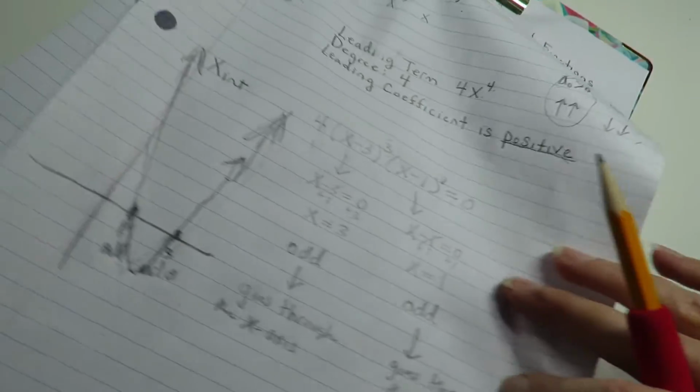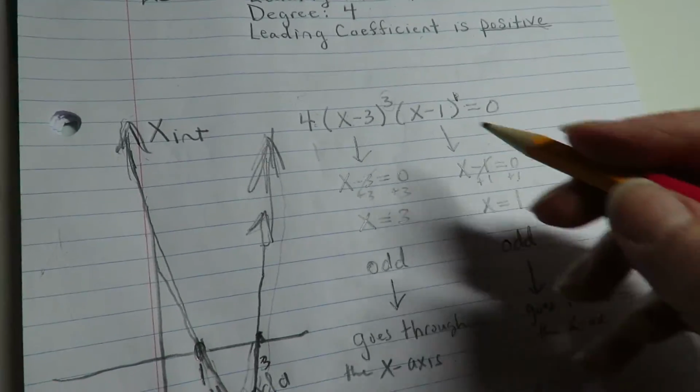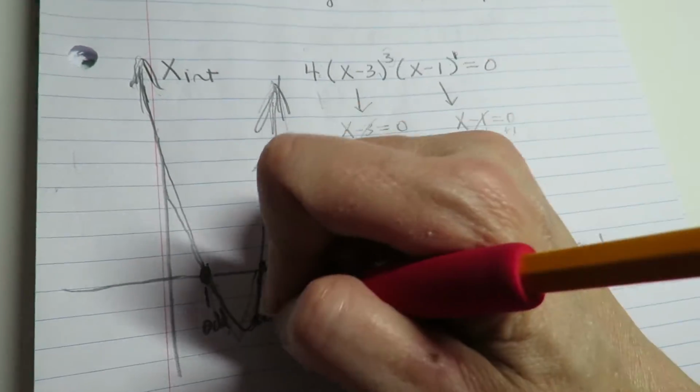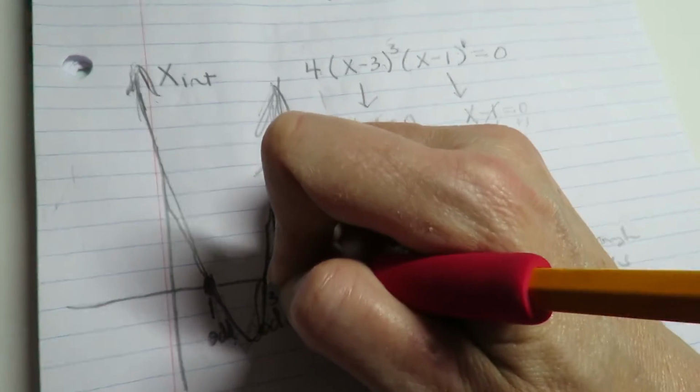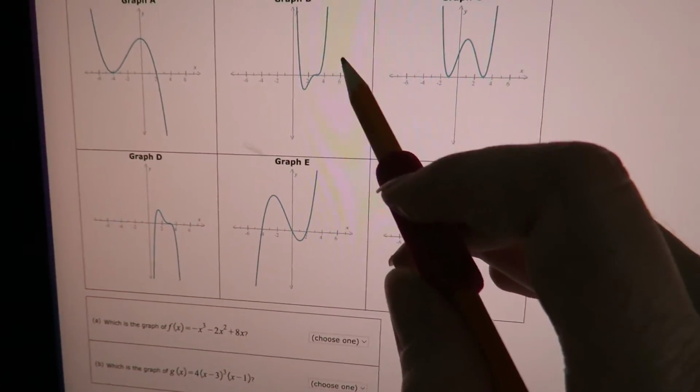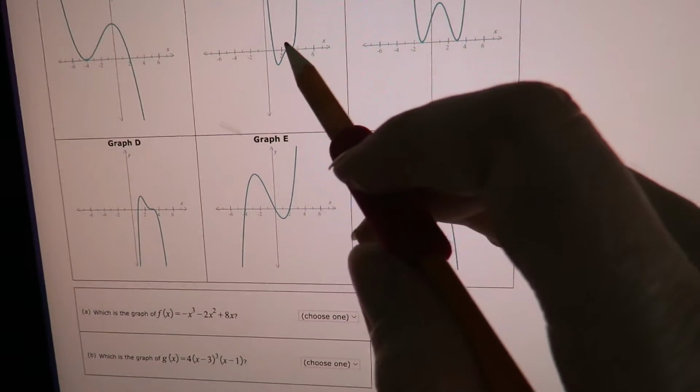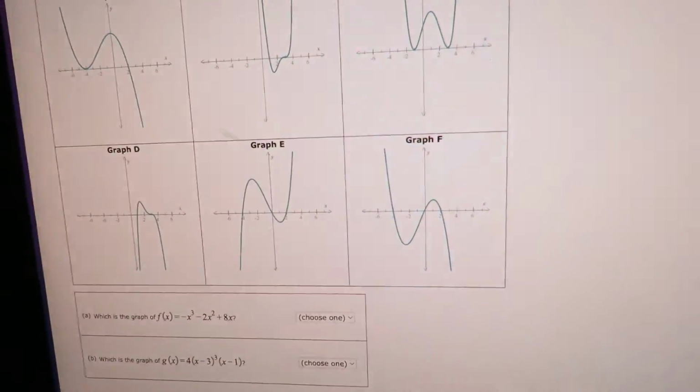Oh, and then I should say that too. Since this 3 is on a third, that's why this looks more cubic as it goes through. So when you look at the graph and you see like locally it looks more cubic, that's why, because that's a third degree and that's a linear over there.